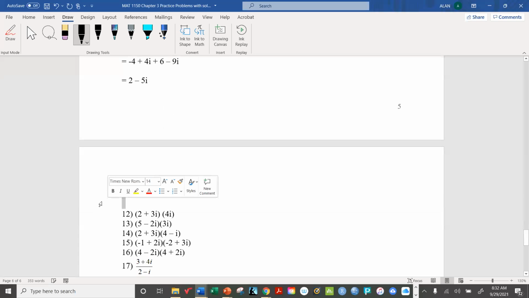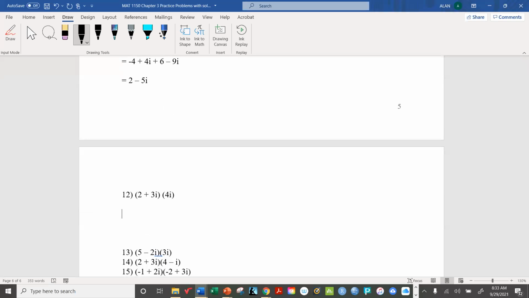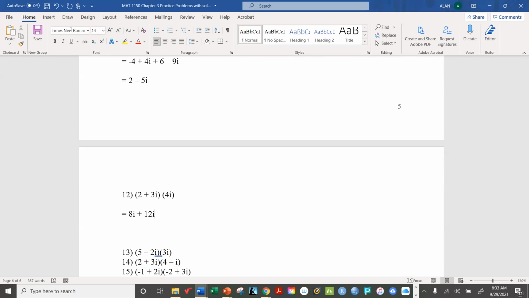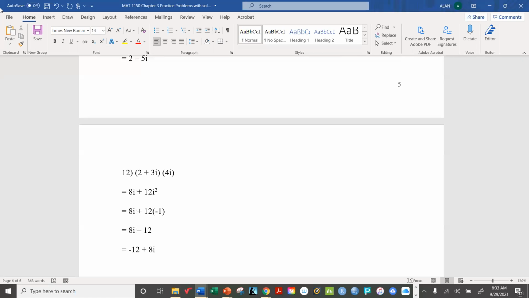All right, now let's look at this one. Now this one is easy because you're only multiplying that expression by one term. So you just multiply them both by 4i. But look at this. There's a simplification here. Because that's, of course, -1, so you end up with 8i minus 12, or you can write it as minus 12 plus 8i. Means the same thing, of course.